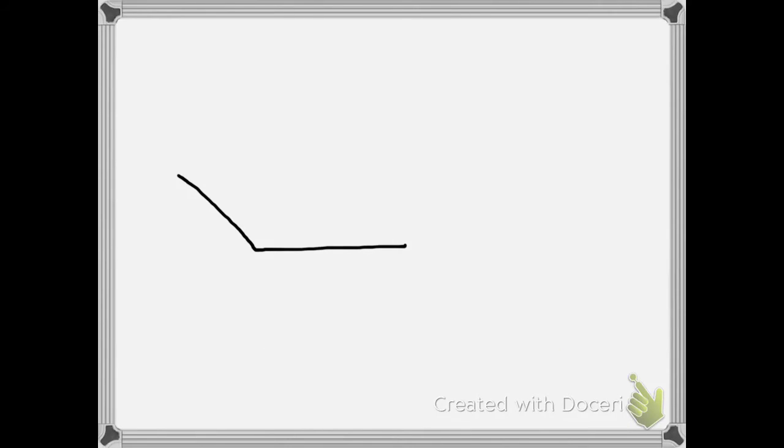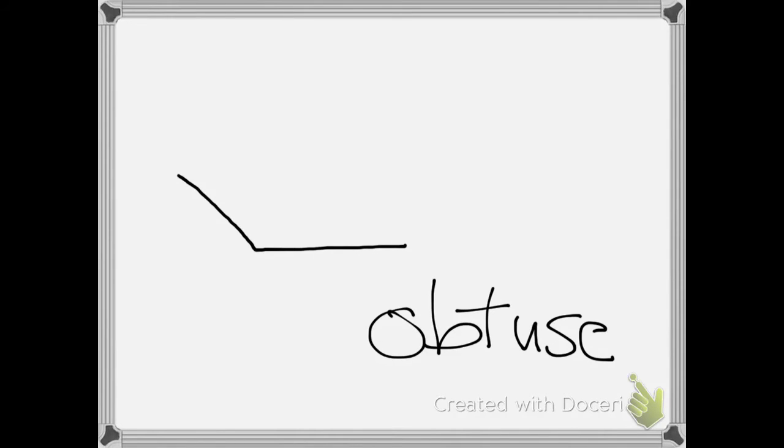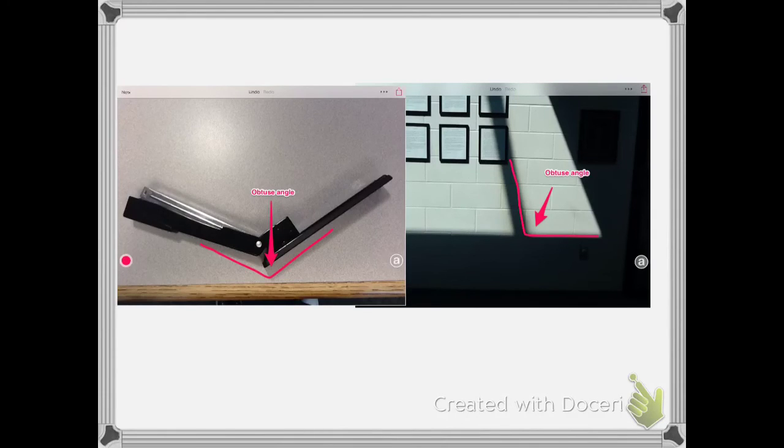Our last angle that we use is an obtuse angle. And once again, I'm going to use my right triangle as an example. Here it is. And I can see that the openness of my angle, it's more than a right angle. So we call this obtuse. Some examples of an obtuse angle would be this stapler right here when it's opened up. Because if you look, it is more than a right angle, so we would call that an obtuse angle. And then I looked at the shadow and I saw that it was just a little bit more than a right angle, so that's also an obtuse angle.